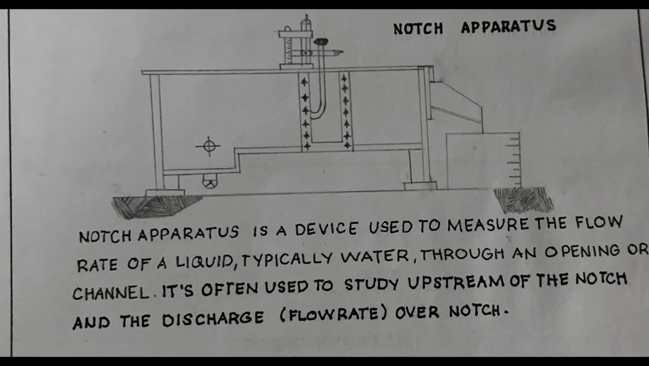Notch apparatus. Notch apparatus is a device used to measure the flow rate of liquid, typically water, through an opening or channel. It is often used to study the upstream of the notch and the discharge flow rate over the notch.